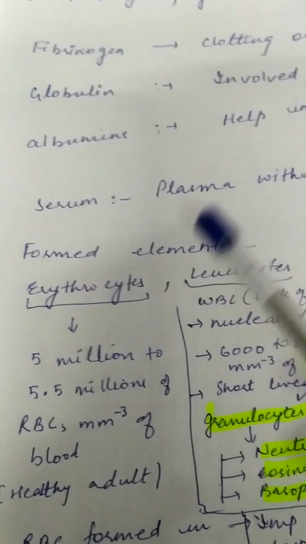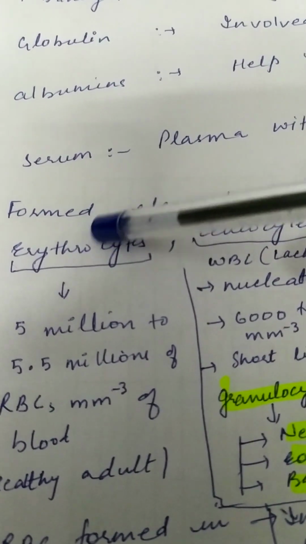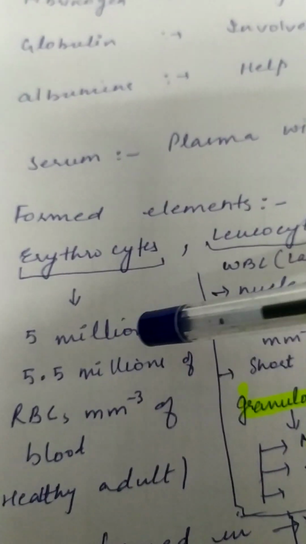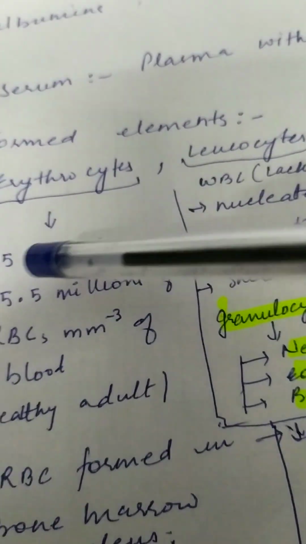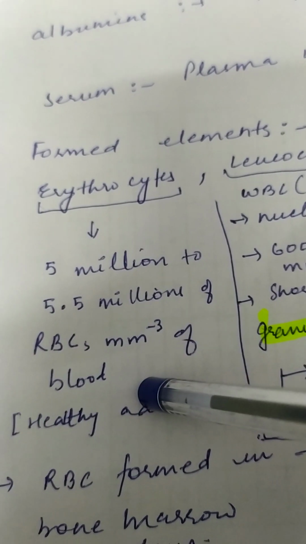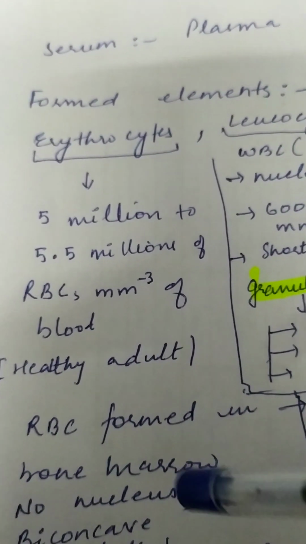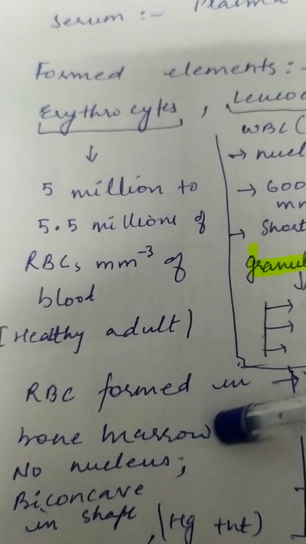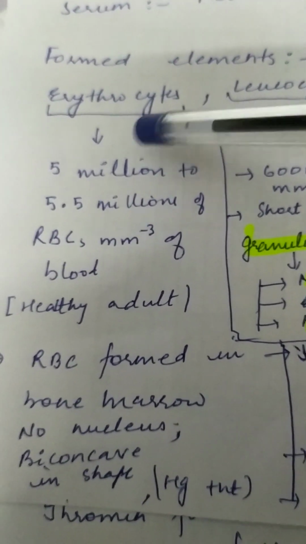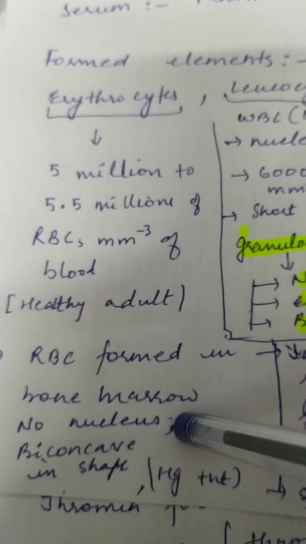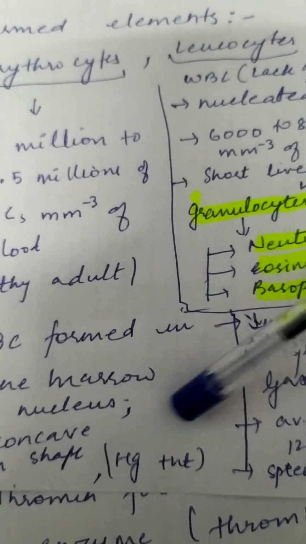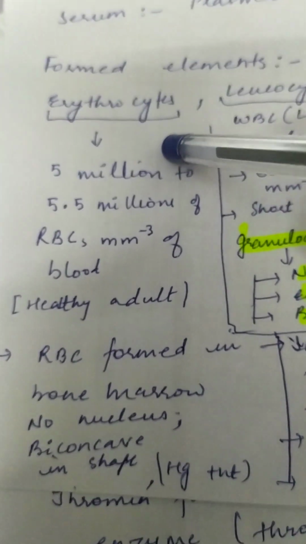So come to the formed elements. We know that formed elements are composed of erythrocytes, leukocytes and platelets. Erythrocytes are about 5 to 5.5 million per cubic millimeter of blood, and are formed in bone marrow. Nucleus is not present in your erythrocytes. Its shape is biconcave and it is red in color due to the presence of hemoglobin. Hemoglobin is present in your erythrocytes.